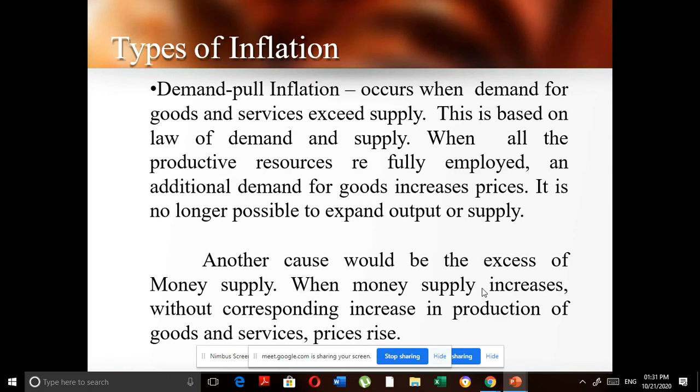Okay, here now types of inflation. First, the main type of inflation is demand pull inflation. From the word demand, you see demand? You understand what demand means, from microeconomics, yes? Demanders are buyers, yes? Purchasers.